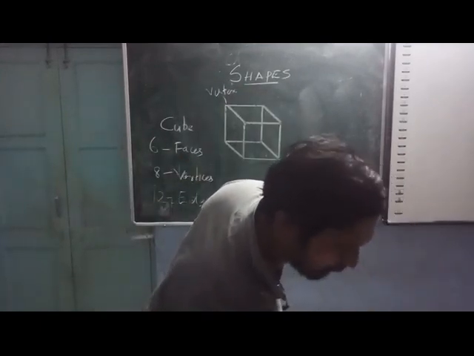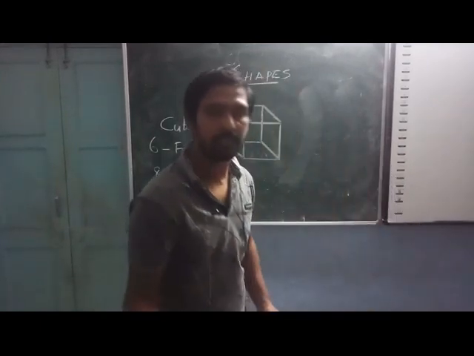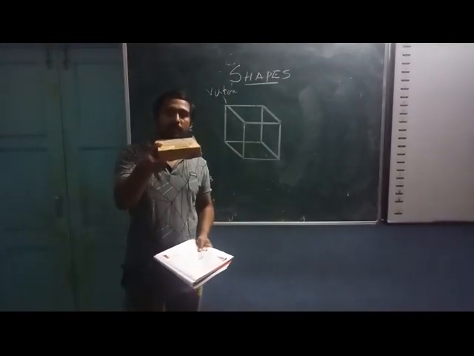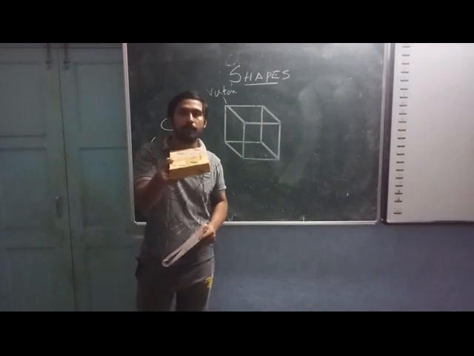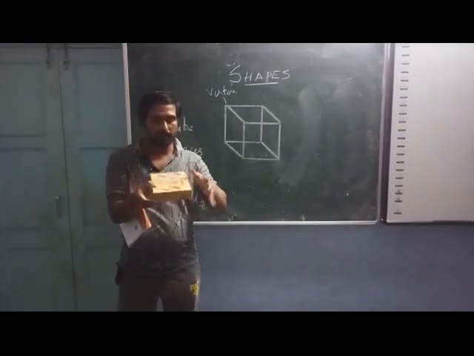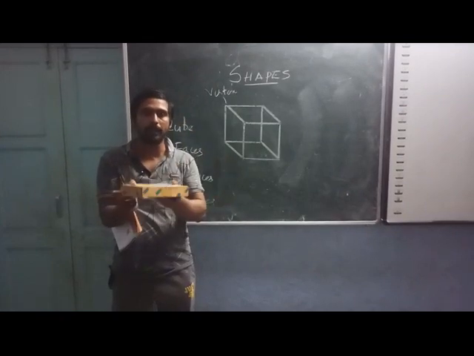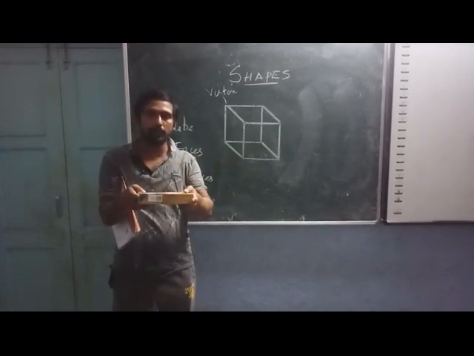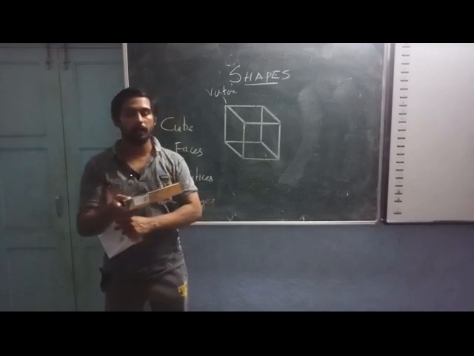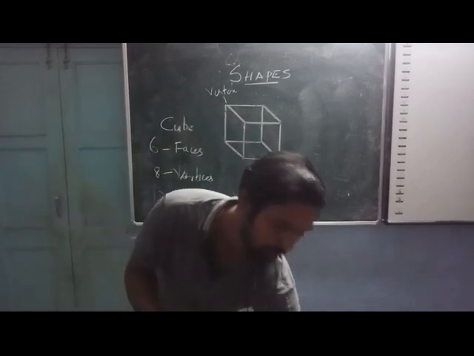So I will give you one example from our life. A cuboid will be like this. So somewhat rectangular, but it is a solid shape. Solid shape means that it has got all the sides we can see and experience. Okay, so this is called a solid shape. Now this is what a solid shape means.